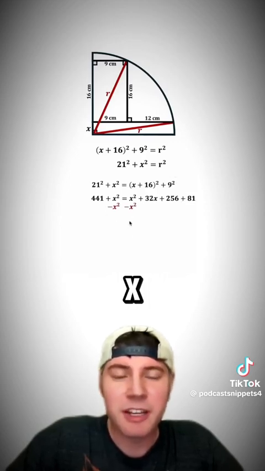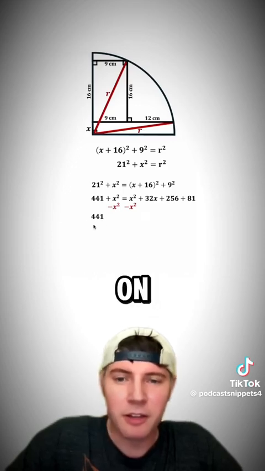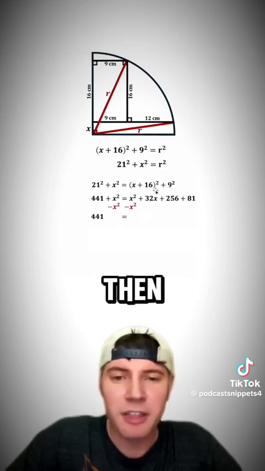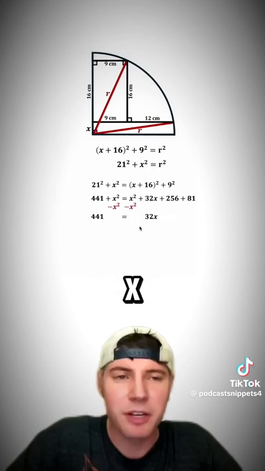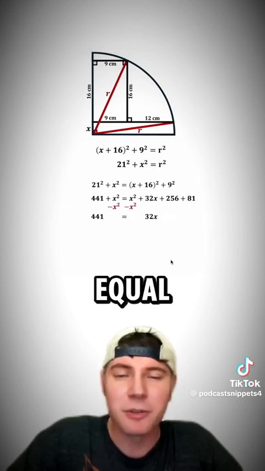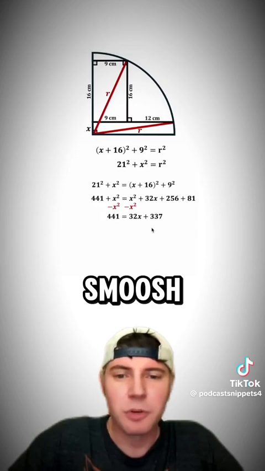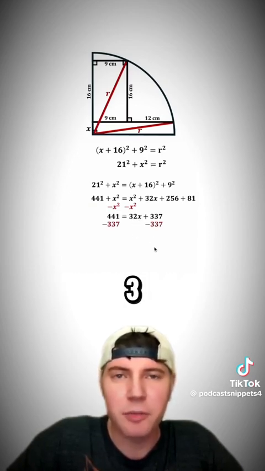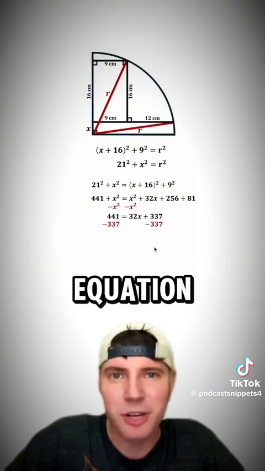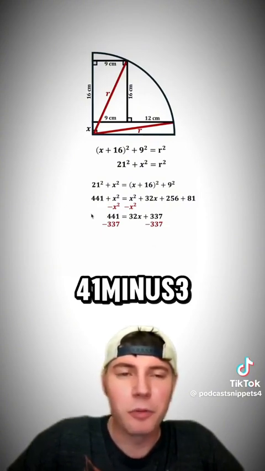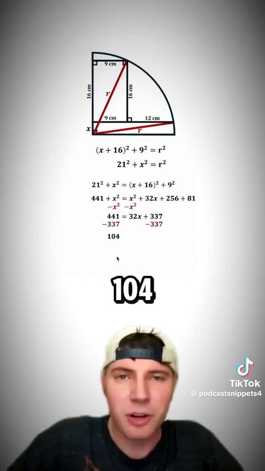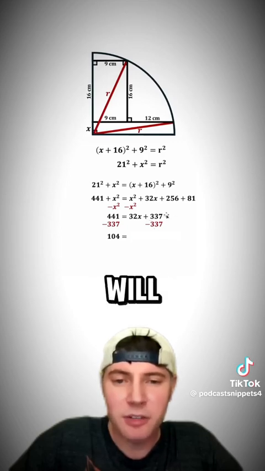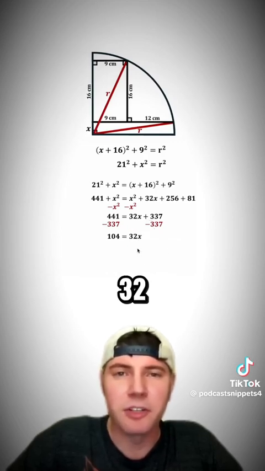Next, let's subtract x² from both sides of the equation. On the left-hand side, we have the 441, and then on the right-hand side, we can bring down the 32x, and 256 plus 81 is equal to 337. Let's smush everything together, and we want to get this x all by itself, so let's subtract 337 from both sides of the equation. On the left-hand side, 441 minus 337 is equal to 104. And on the right-hand side, these will cancel each other out, so we're left with 32x.